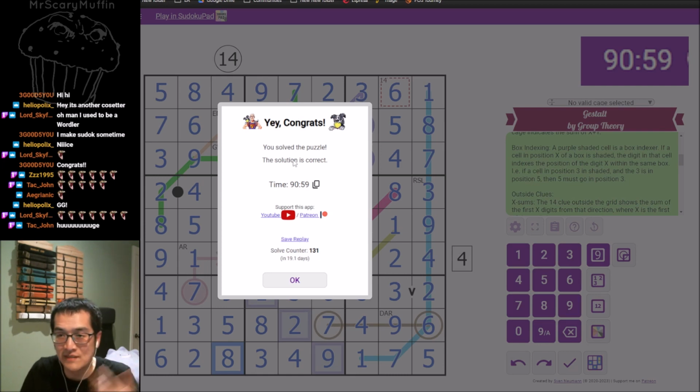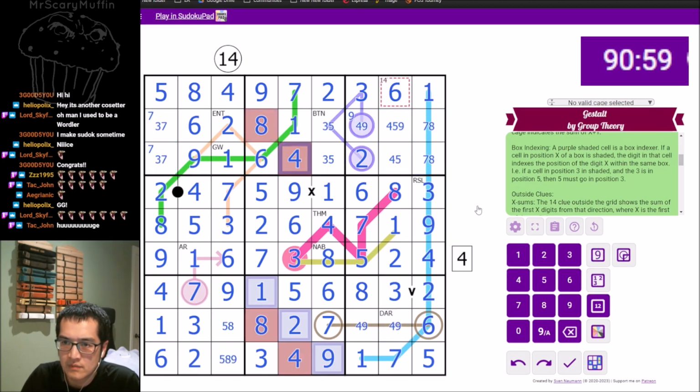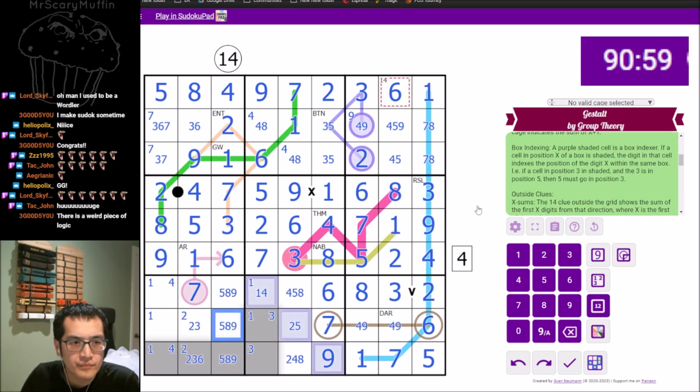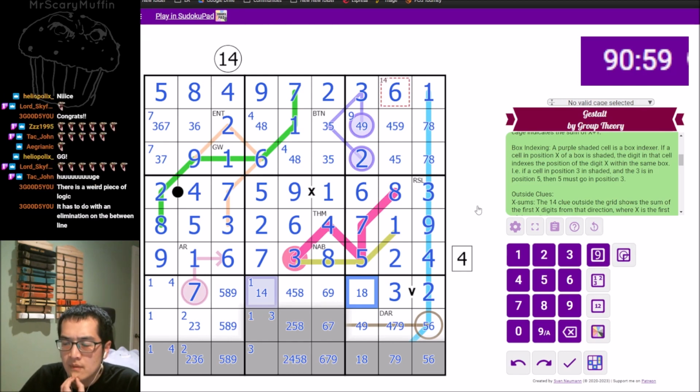So I guess you guys could let me know, did I miss some logic? The part where we got stuck in was, let's back it up. There is a weird piece of logic, hey? The part that we got stuck in was right here. This part here. And it had to do with an elimination on the between line. Interesting.